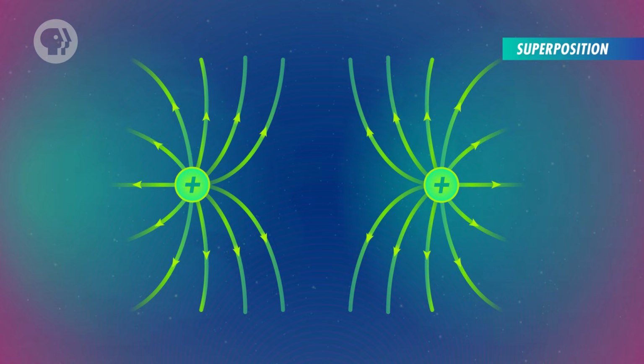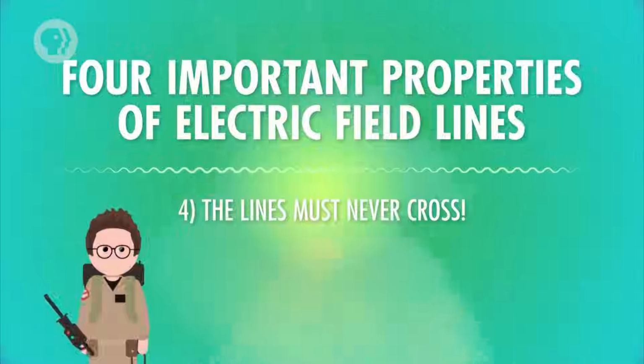And if there are no negatively charged objects around, then the lines just keep going on forever, into infinity, seeking out negatively charged objects wherever they can find them. So in our electric dipole, the lines start at the positively charged particle and move towards the negatively charged one. And the same number of lines come out of each particle because the magnitude of their charges is equal and opposite. Finally, the fourth property of electric field lines: the lines must never cross.